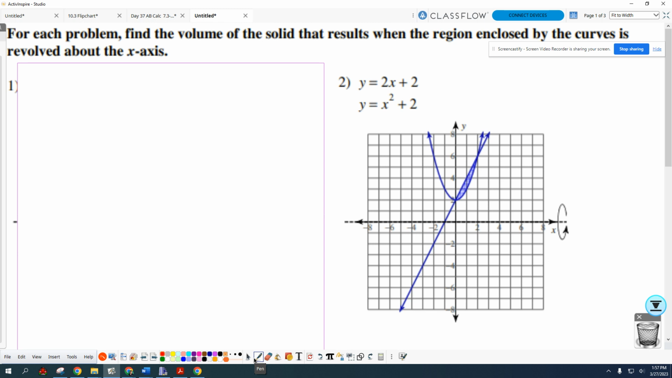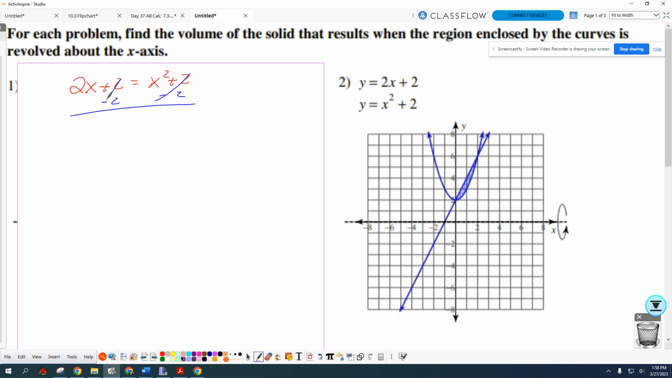Jacob, how would I find the points of intersection analytically? Meaning, don't just point to the graph and go, well, it looked like they intersect right there. Set them equal to each other. So 2x plus 2 equals x squared plus 2. What now? Solve for x, by subtracting 2.